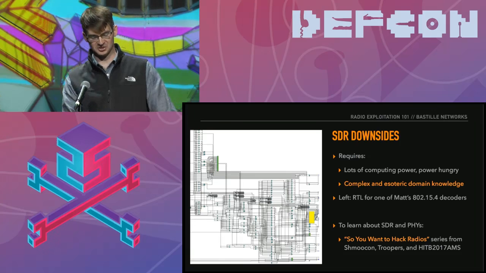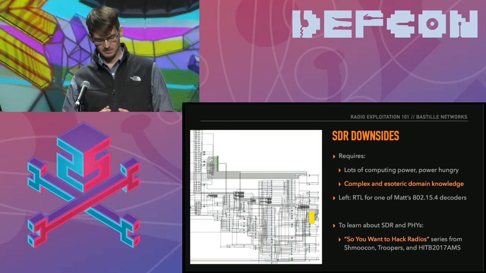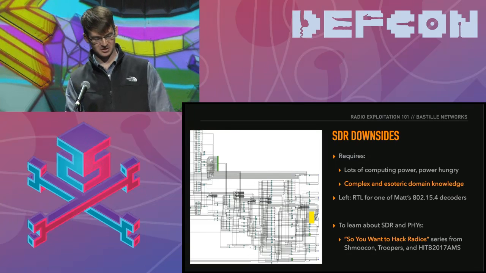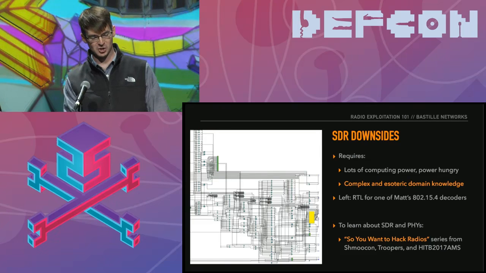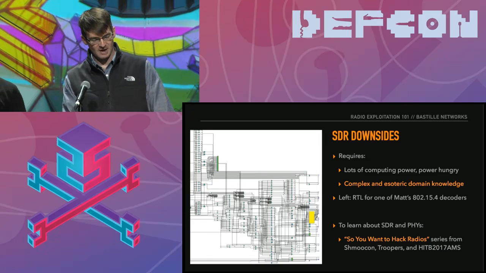So RF is essentially the electromagnetic spectrum. All wireless signals, if you sum them all up, you get a picture like this. This is a spectrogram. You have signals at different frequencies carrying information. It's kind of just like one big shared medium.